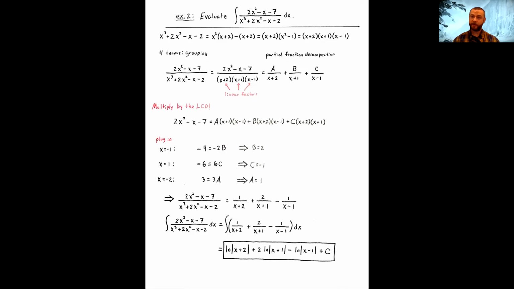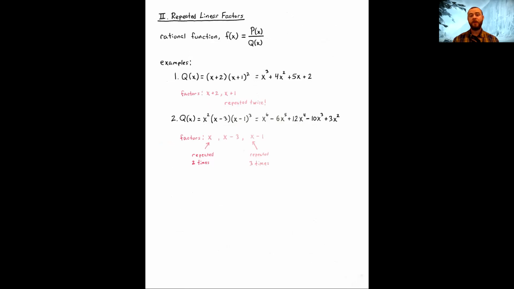Okay, now that was pretty simple. The first case of distinct linear factors is by far the simplest. From here on out, each different case of repeated linear factors, and then getting into parts 3 and 4 on irreducible quadratic factors, those cases are where the algebra becomes quite involved and rather lengthy. So that's it for part 1, case 1 of distinct linear factors. Let's get to case 2, repeated linear factors.